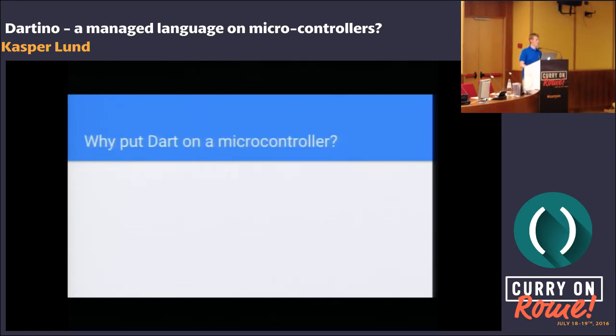So why would you want to put something like Dart on a microcontroller? There are a number of reasons. I think one of the most important things is that the number of developers in the world that are actually comfortable and productive writing software for these devices is very low. So it's very hard for people to scale up and build good software for all these devices out there. So it's really important that we make these small platforms accessible to more developers.